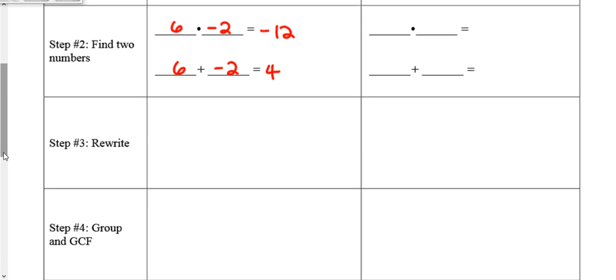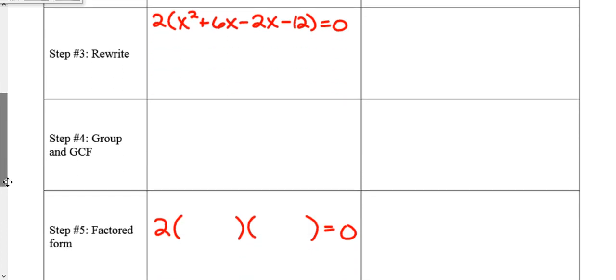So then looking at our rewrite step. So we have a 2 on the outside of parentheses still, x squared, and then we use these numbers, so plus 6x minus 2x to rewrite 4x, and then it was minus 12. So we've rewritten, and now we're going to group.